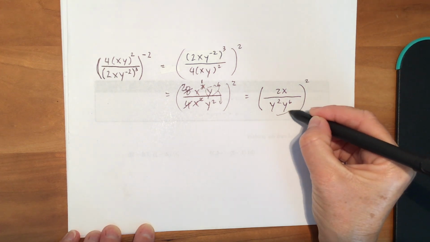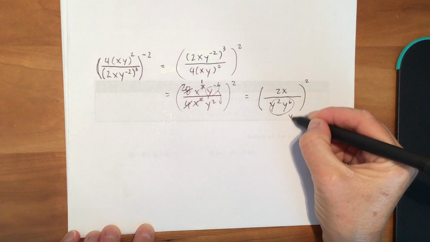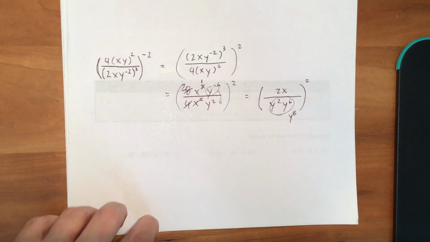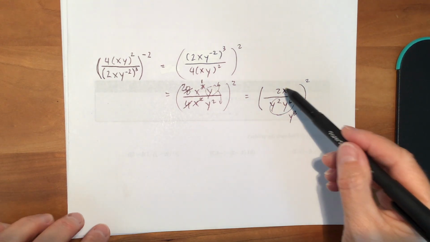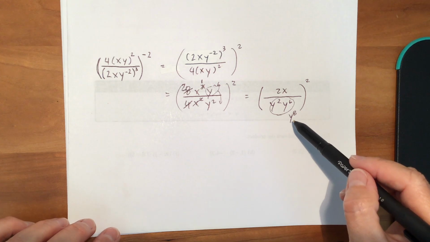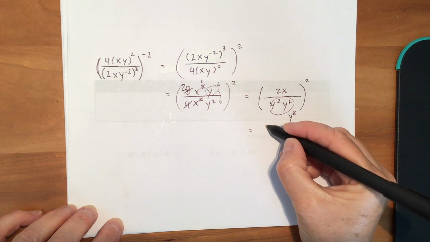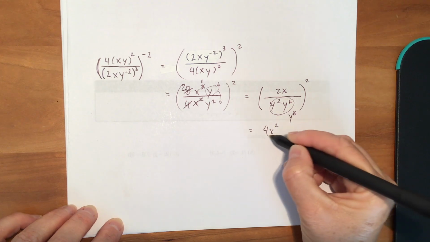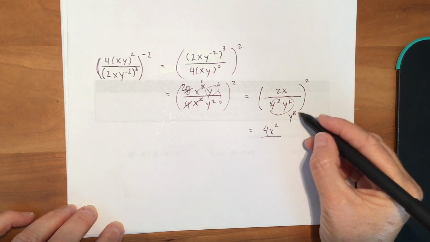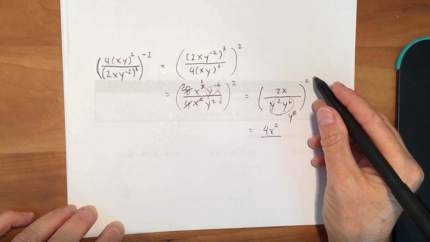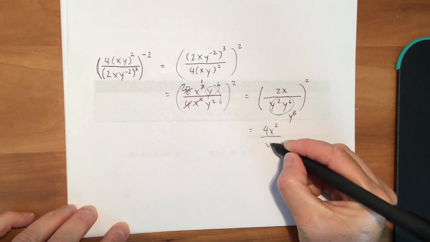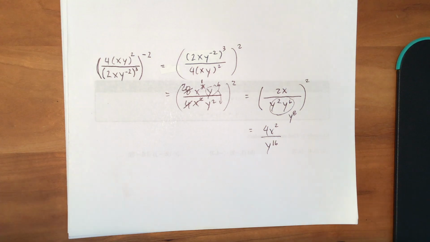Right, so this portion right here is going to become y to the 8th, so y to the 2 plus 6. So we have 2x over y to the 8th, and that is being squared. So we have 4x squared divided by y to the 8th squared, so y to the 8th times 2, or y to the power of 16.